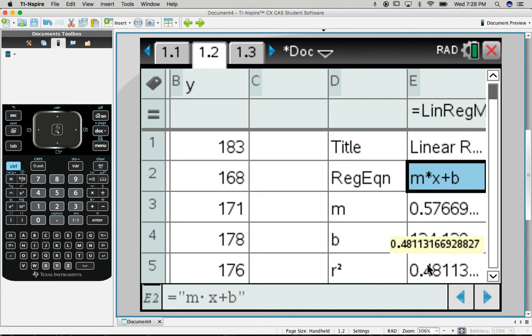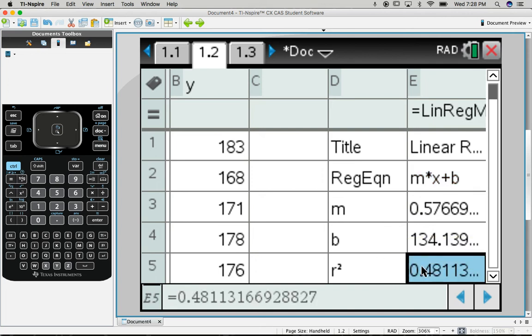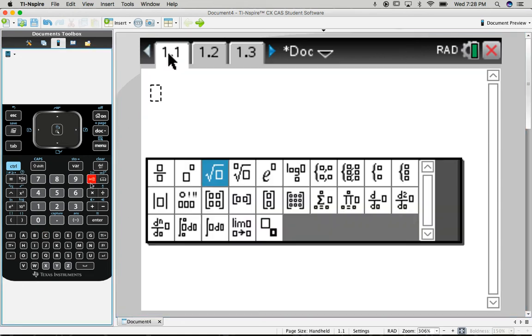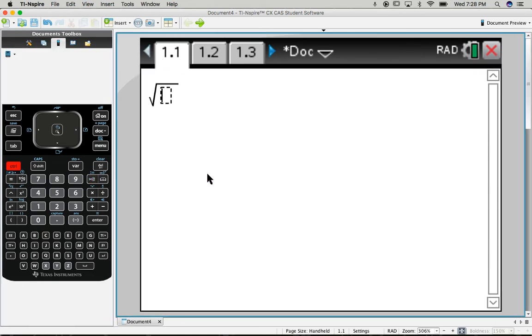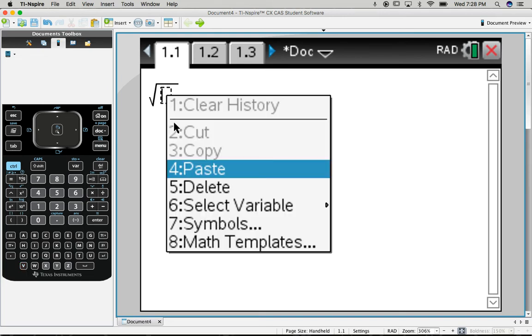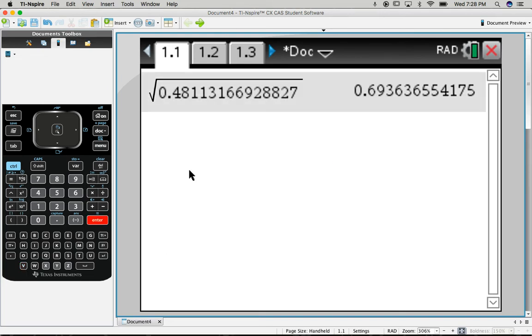The R value is what we're looking for. If this is R squared, then we want to take the square root of this number, so that we can find out its R value. So I can come over here, take the square root of that I just saved, paste it, and see what we get. There's our R value, where it's kind of strong. It's at 0.7. The closer it gets to 1, the stronger it is.